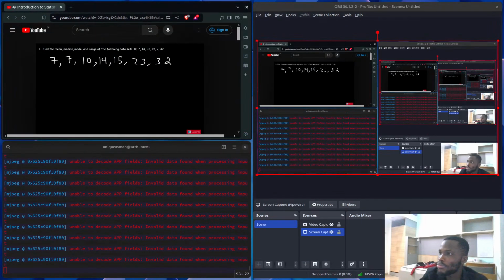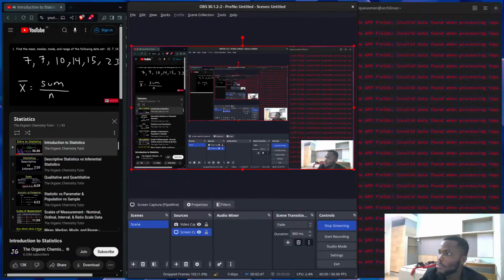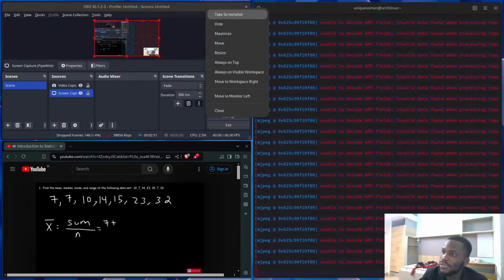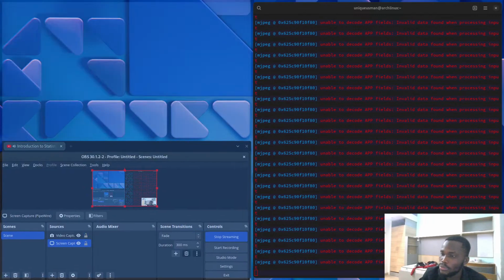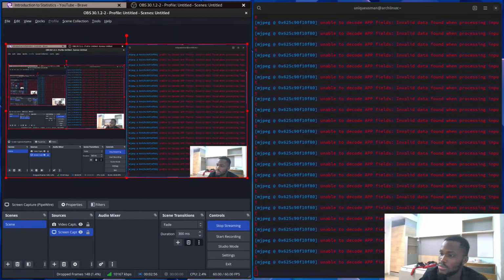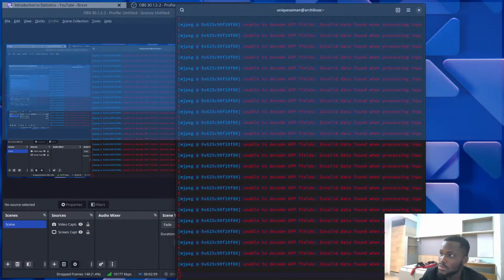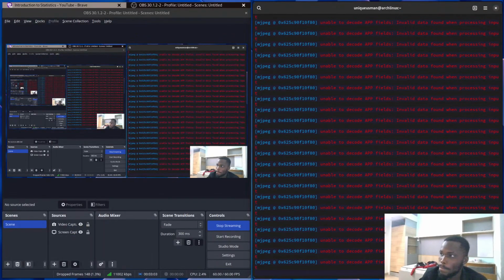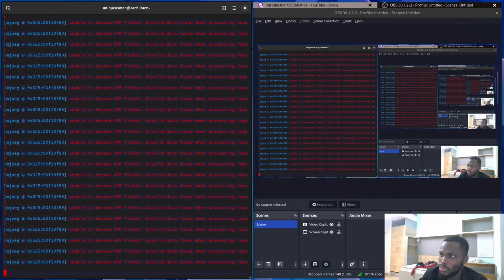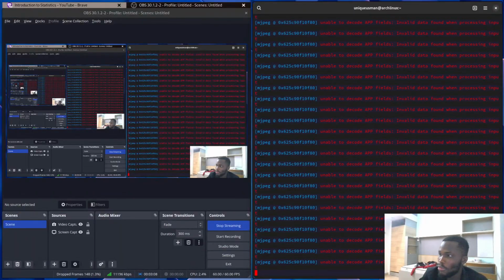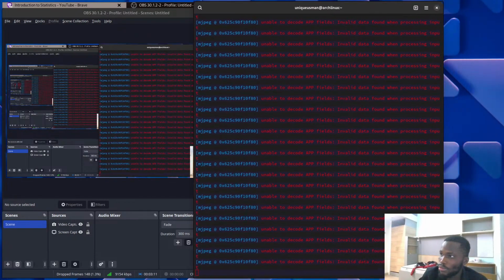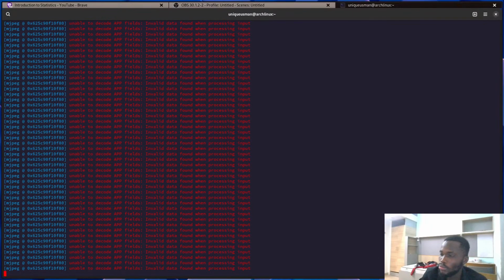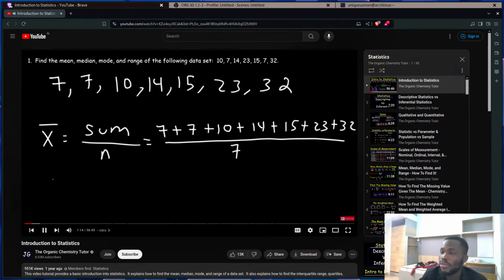Now, to calculate the mean, we need to add the 7 numbers that are in the data set. So this is going to be 7 plus 7 plus 10, and so forth. And then we're going to divide it by the 7 numbers. So the mean is basically the average of those numbers. So the total sum that I got is 100.